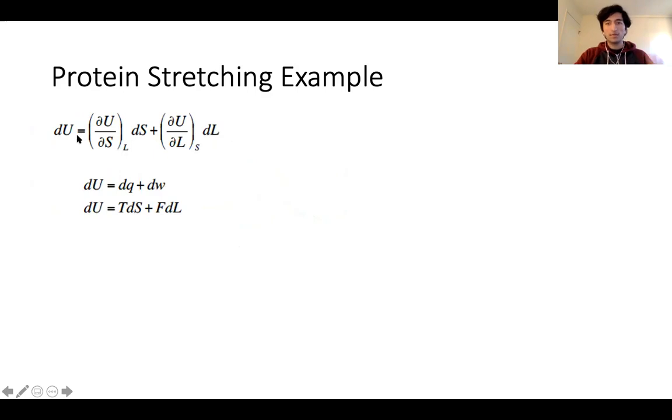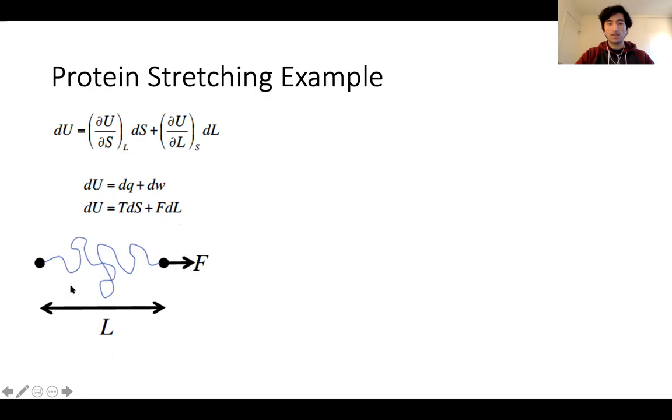If you'll recall from two slides ago, I had the total change in internal energy, which was a function of both the change in entropy, the change in internal energy with respect to entropy, and also the change in internal energy with respect to the volume. But in this case, because there's no pressure-volume work, we can just use length. And this is, again, the first law of thermodynamics. Now it's just rewritten so the dW term is more explicitly F times dL.